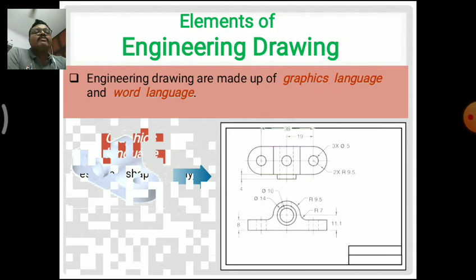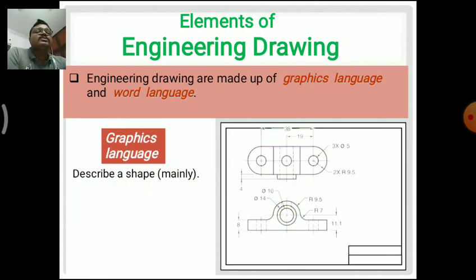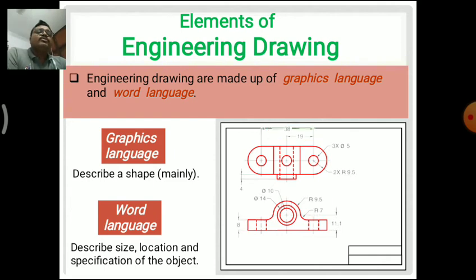First one is the graphics language. This describes the shapes. We are going to discuss the shape only, whether circular, square, rectangle or elliptical. That is the basic one. So in the graphics language we describe only the shape. In the word language, we describe the size, location and specification of the object. Size is in millimeters or centimeters, specifications are the radius or diameter or any other one, and location of the object is the front view or top view.